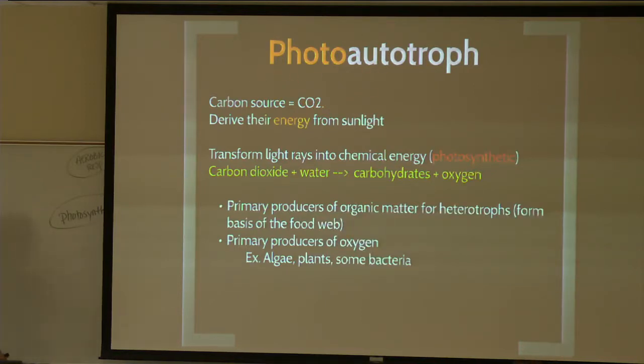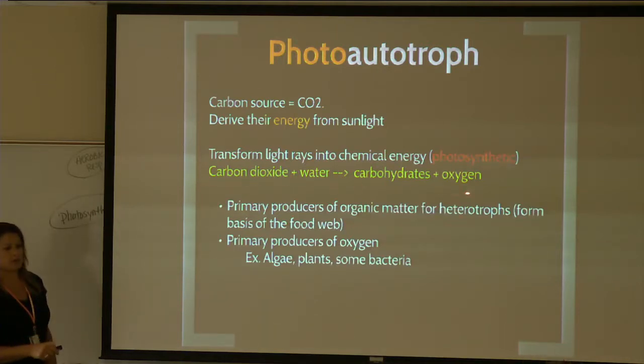So you can look at photoautotroph, and something I might ask you on the test would be, all right, what is the carbon source? What is the energy source for a photoautotroph? You just need to be able to break that term down. Photo means light, that is energy. Auto means self-feeders, that is CO2 for carbon. Okay, so these organisms undergo photosynthesis.